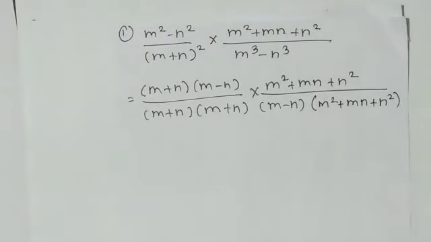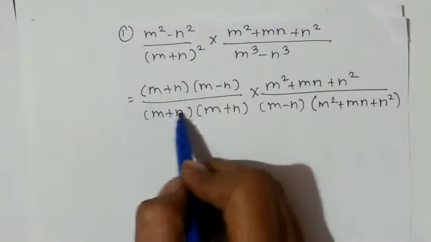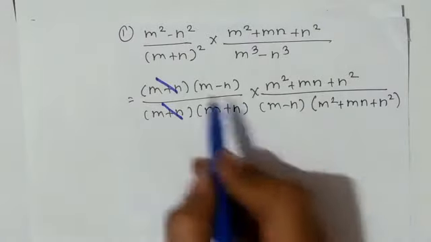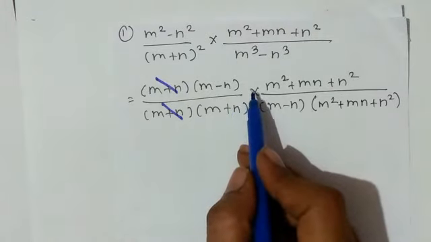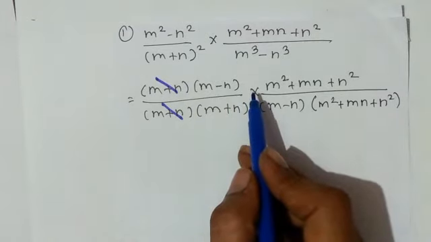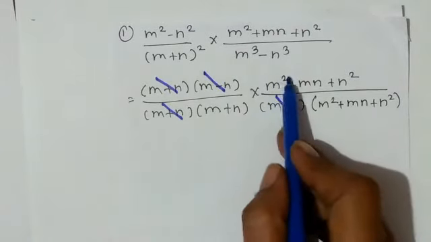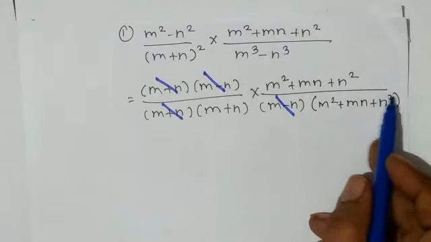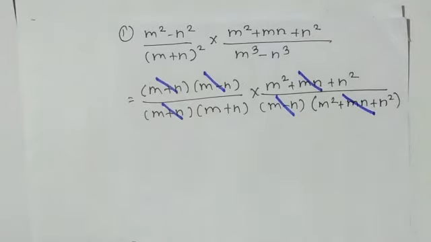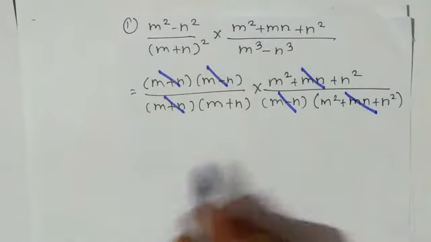Now students, let's do the process of cancellation. As the similar terms will be cancelled, m plus n will be cancelled. m minus n and m, as in between those two fractions there is a symbol of multiplication, we can directly cancel that. m minus n will be cancelled. m square plus mn plus n square, and here m square plus mn plus n square, so these same terms will be cancelled. Now whatever is remaining, that we are going to write.